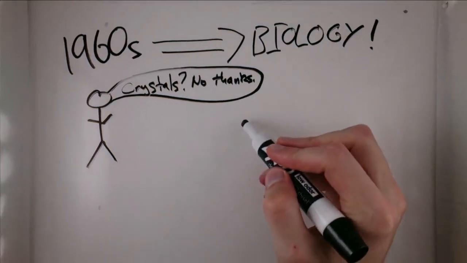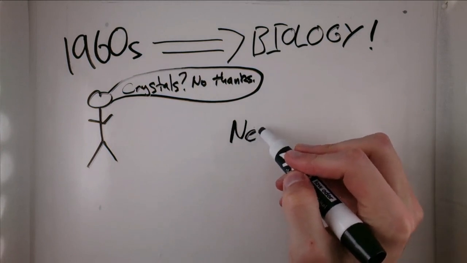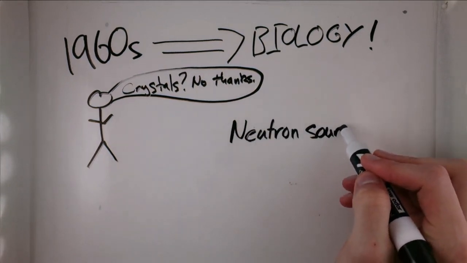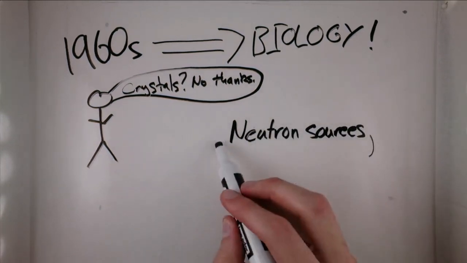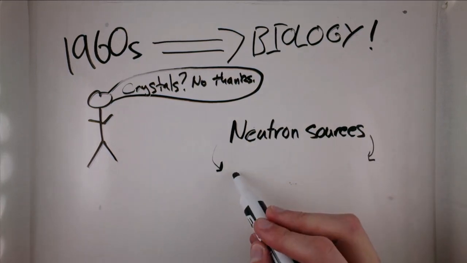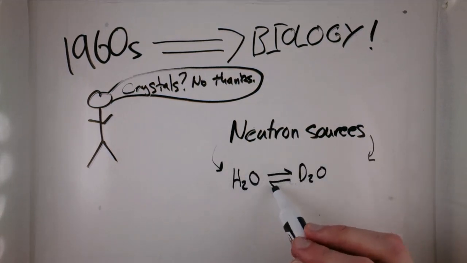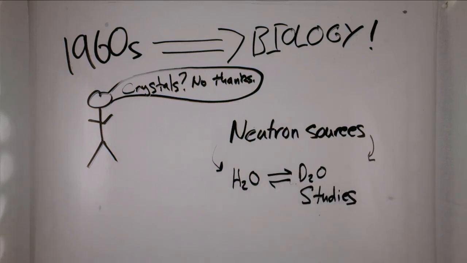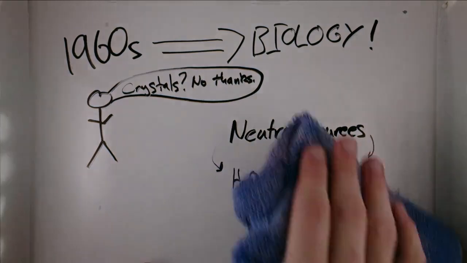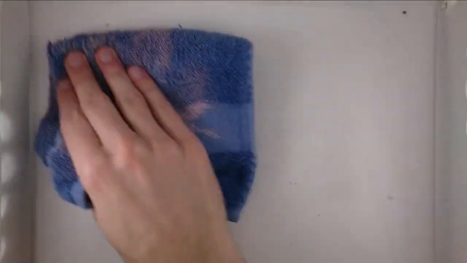A breakthrough in SAXS came in the 1970s, thanks to the availability of synchrotron radiation and neutron sources, later paving the way for contrast variation by solvent exchange of H2O for D2O and specific deuteration methods.